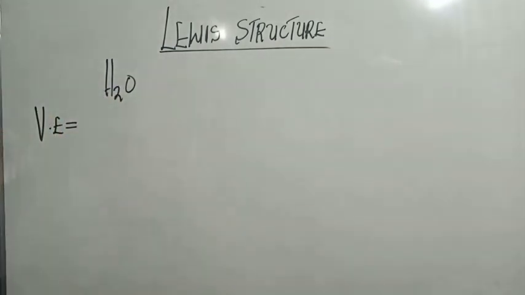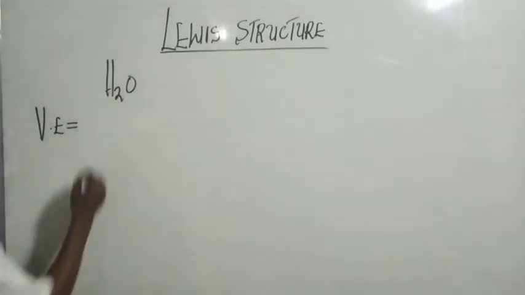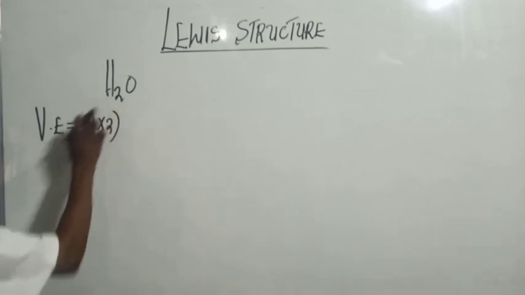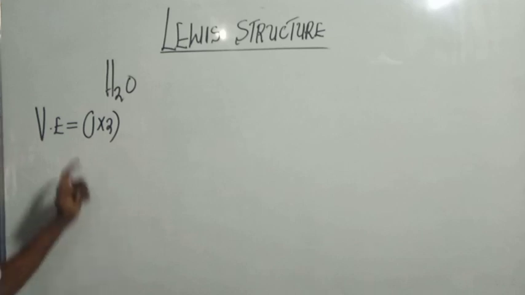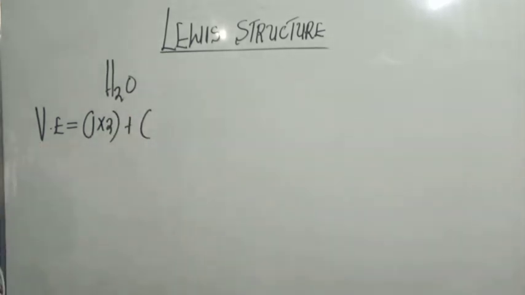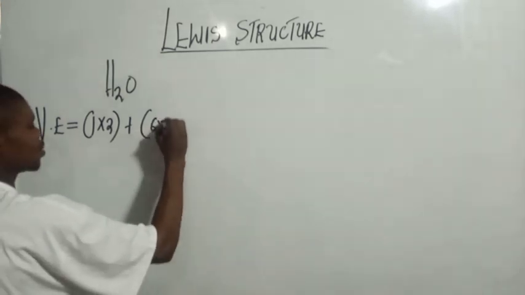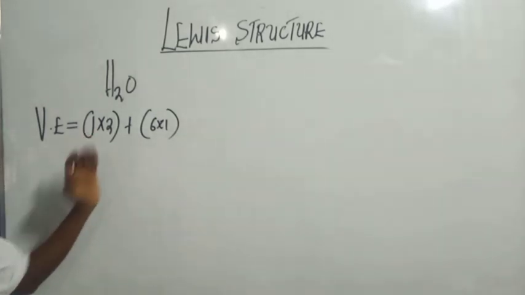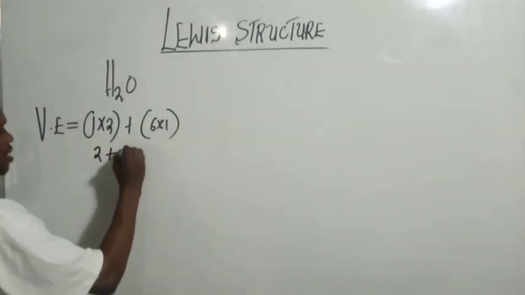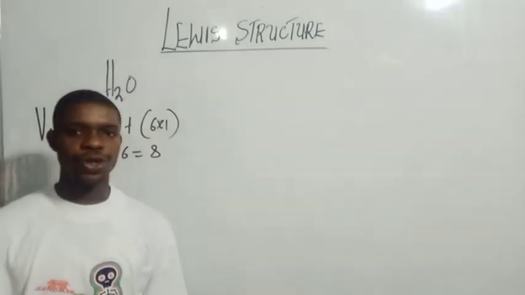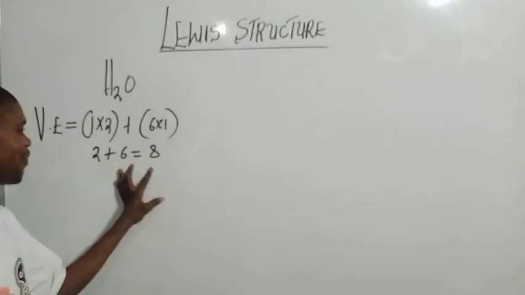For hydrogen, which is in group 1, the valence electrons are 1 times 2. How do I get 2? How many atoms of hydrogen do I have? Yes, it's 2. So 1 times 2, plus oxygen, which is in group 6, so it will be 6 times 1. So 2 plus 6 is 8. That is my valence electrons for H2O: 8. So that's my total valence electrons.